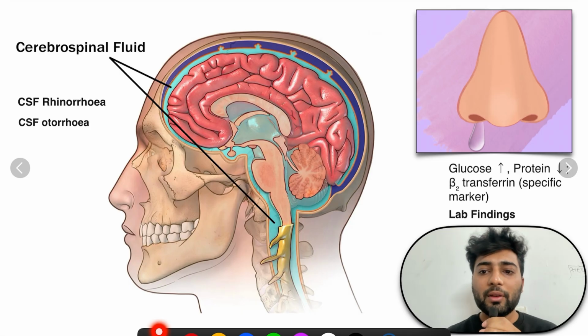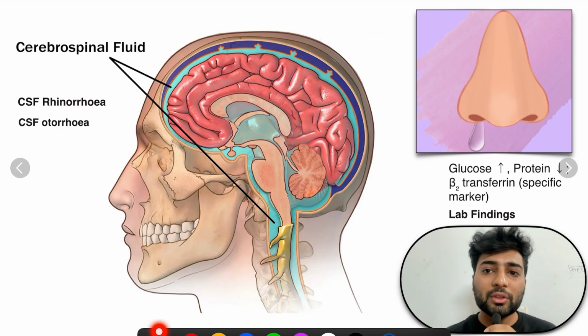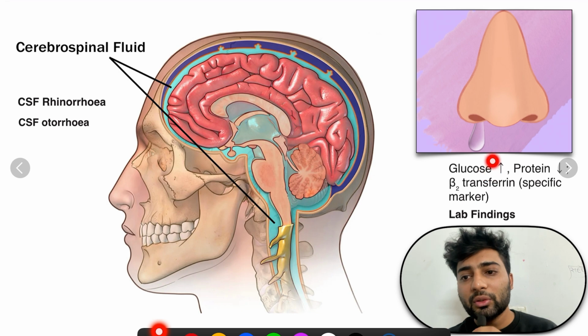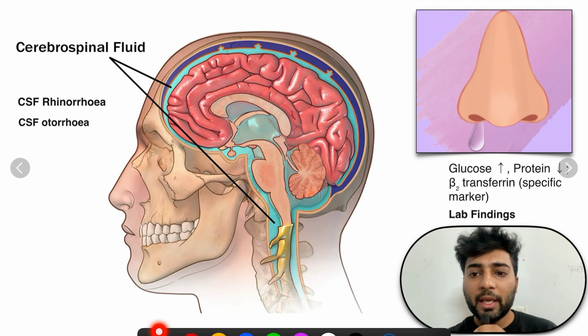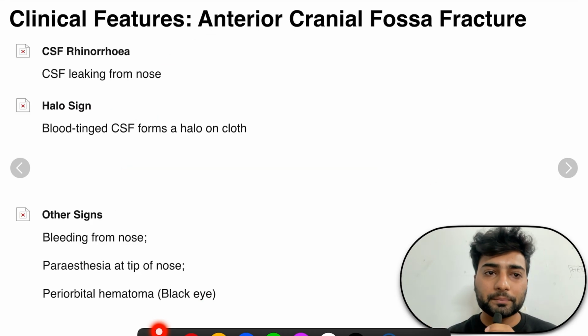Now how will we say that the thing which is coming out of our nose is CSF only? It can be mucus, right? CSF has some peculiar characteristics, like increased glucose and decreased protein, and the gold standard for diagnosis that it is CSF is beta 2 transferrin. It is a specific marker for CSF.